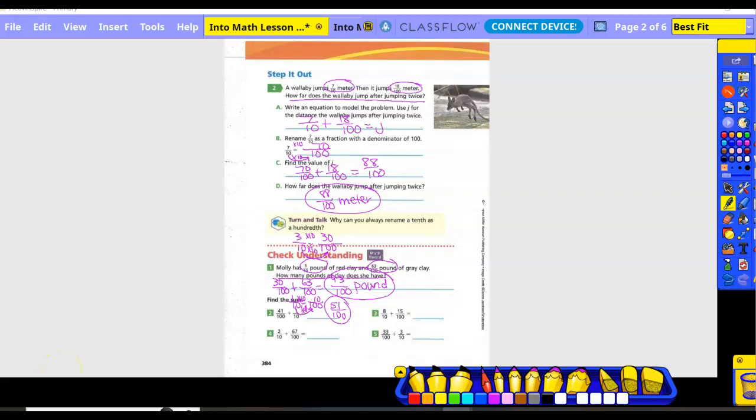Number 3, I have 8/10 plus 15/100. Can I go ahead and add them? No, because I don't have a what? Common denominator. So I'm going to have to change which one? 8/10. So I need my new denominator to be 100, correct? Okay. So how did I get from 10 to 100? Times 10. What I do on the bottom, I do on the top.